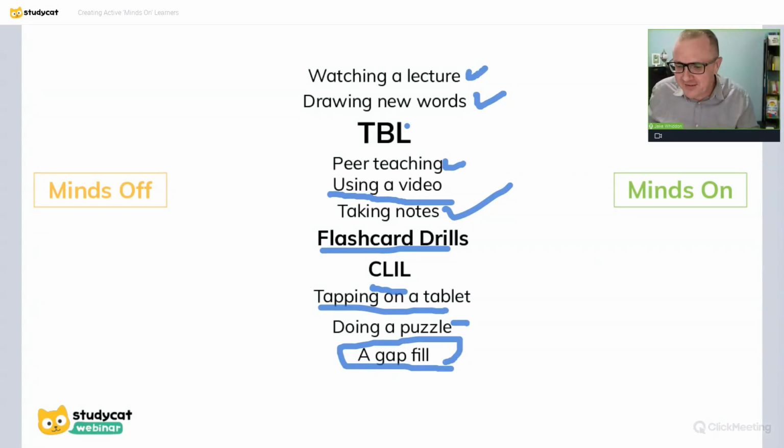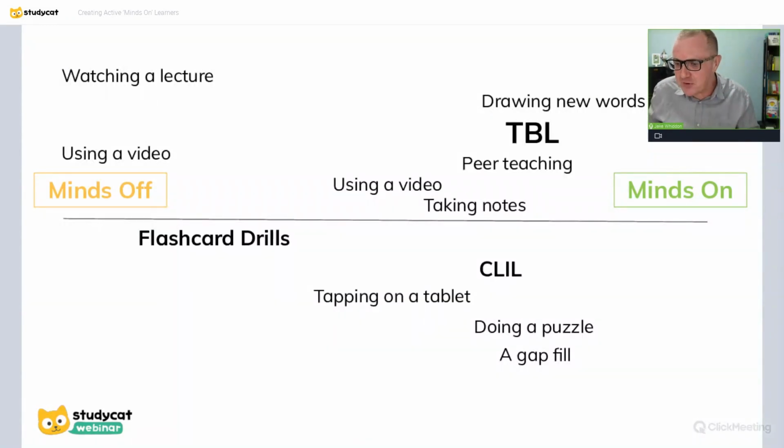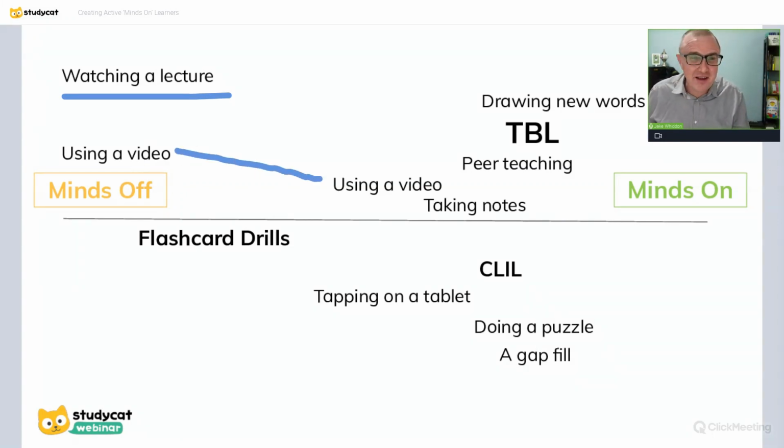But let me go to the next slide and we'll explain a little bit more. This is just my opinion. This is just what I think, okay? I think watching a lecture at university, at the back of a lecture hall, is pretty passive. You're not really engaged in doing anything. I think using a video can be both. It could be very passive and you're not doing anything. It can be very active, and I'll show you an example.